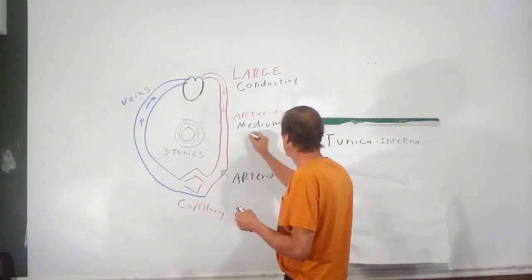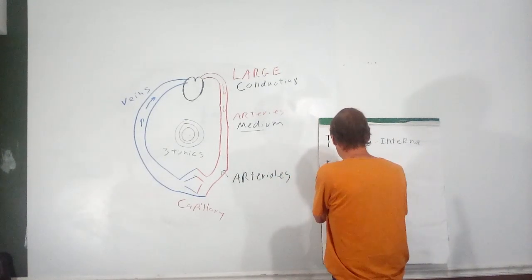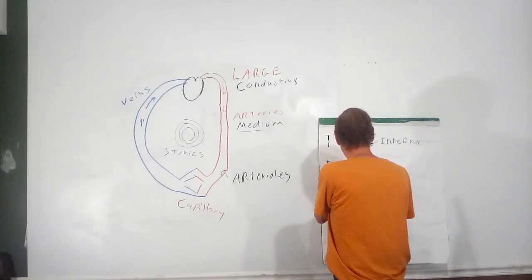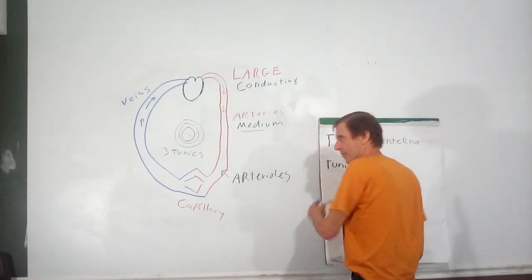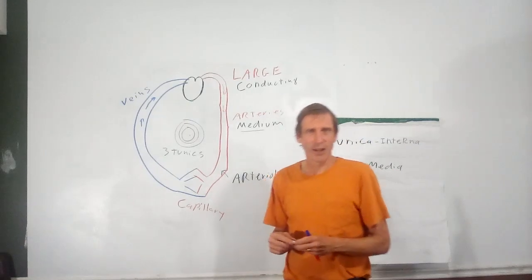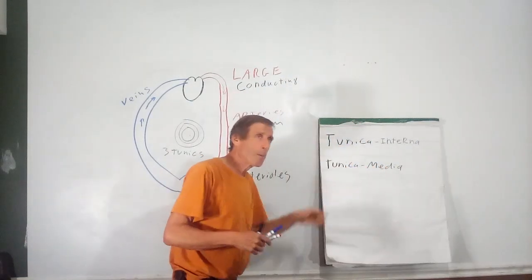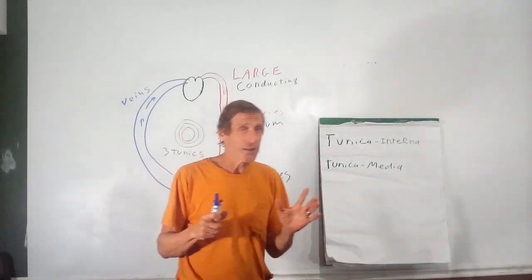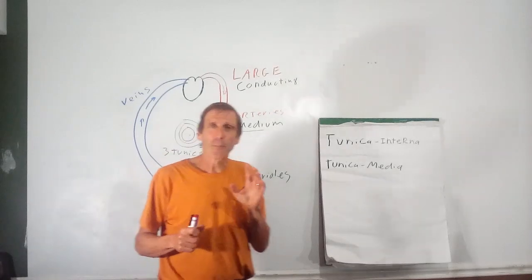The middle layer is the tunica media. It's in the middle. Again, not terribly creative, but it'll work. All right, the tunica media, the middle layer, is not present in all blood vessels, but it will be present in all the arteries we're going to look at. A couple of important characteristics.